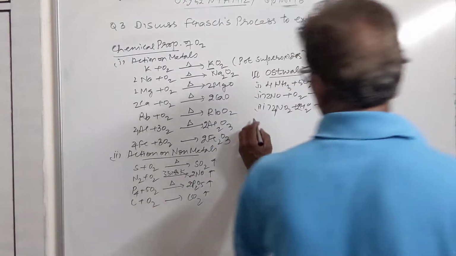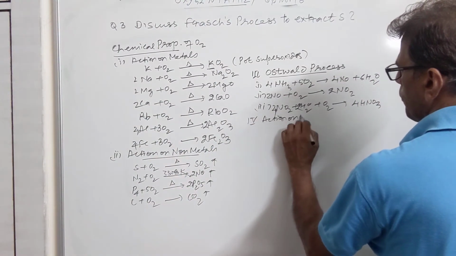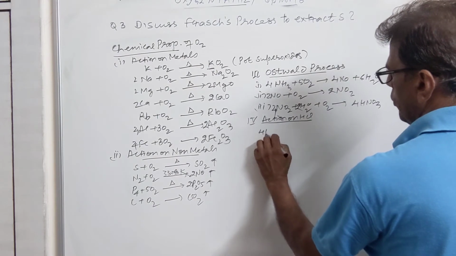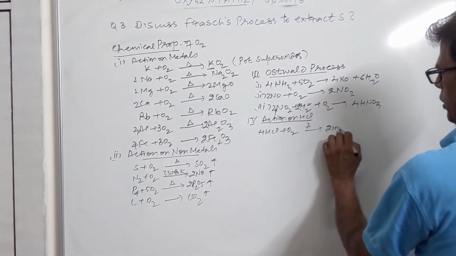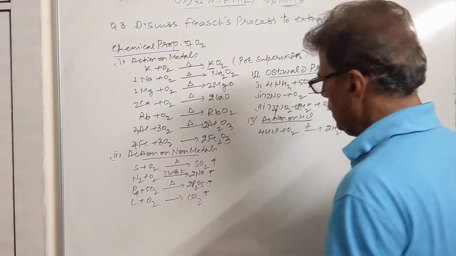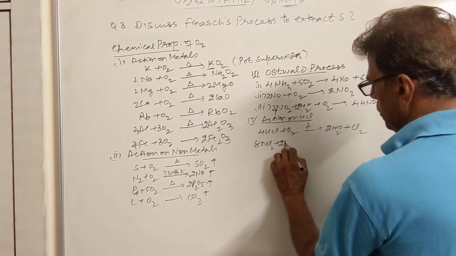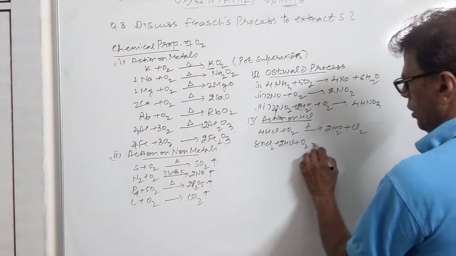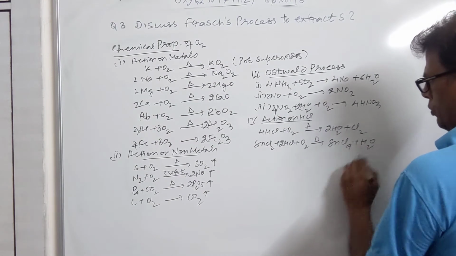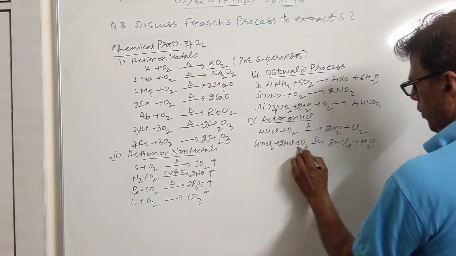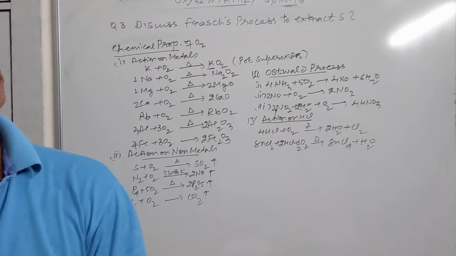Action on HCl. Four HCl heated with oxygen, you get 2H2O plus chlorine gas. So HCl can also combine with SnCl2 in the presence of 2HCl, and oxygen will give you SnCl4 plus H2O. So this is the reaction on compounds of oxygen.